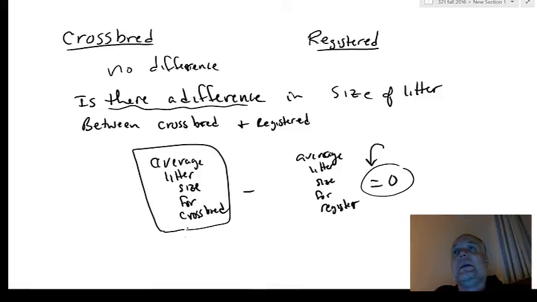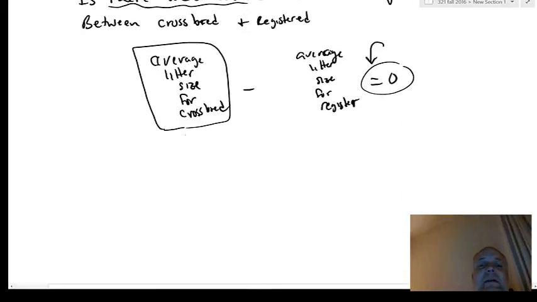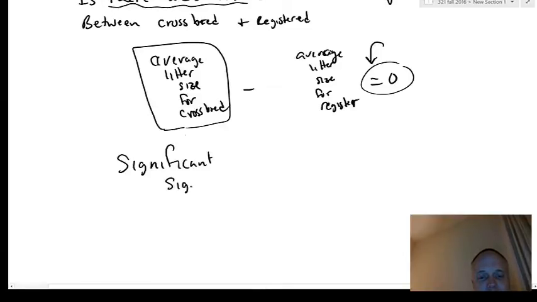You could get a bigger litter from the crossbred a couple of times, and then for whatever reason you happen to have picked a couple of random registered litters that were smaller. And you're like, oh, wow, look, I told you there was a difference. Well, it might just be a random thing. So in statistics, we're always talking about, is there a significant difference? Or as I like to say, is it sigly different. Anyway, is there a significant difference between them?